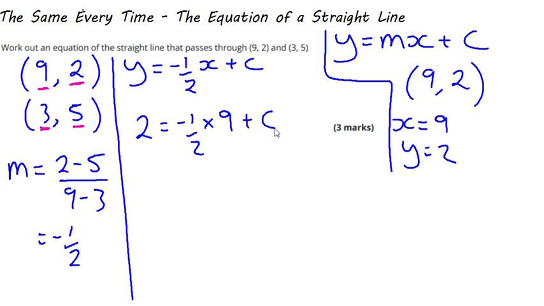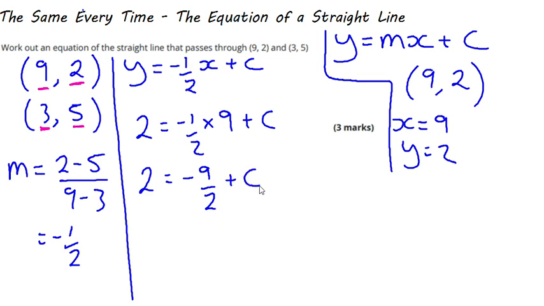Now all I'm doing is solving an equation to find the value of c. So 2 equals, okay, negative 1/2 times 9. If you're not sure about this kind of thing, use your calculator. Negative 1/2 times 9. Well, we could work in decimals if you're more comfortable with decimals. I'm going to stick with fractions. I don't really want to do a mixed number here, so I'm just going to do -9/2 as a fraction plus c.